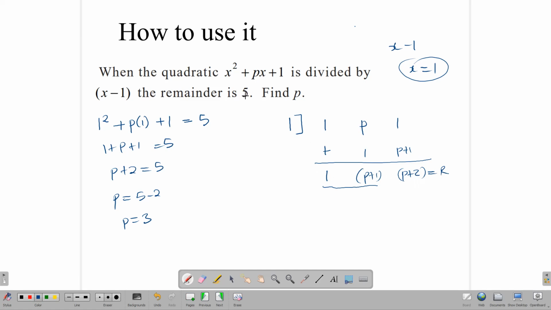Now the question told us that our remainder is 5. So what it's saying therefore is that p plus 2 from here is equal to 5. And therefore we know that p is equal to 5 take away 2. So therefore p is equal to 3. Either way, simply substitute it and it works out. Or if you wanted to try the other method, then it works out just the same. So this is how we use the remainder theorem to solve simple problems when we're working with polynomials.